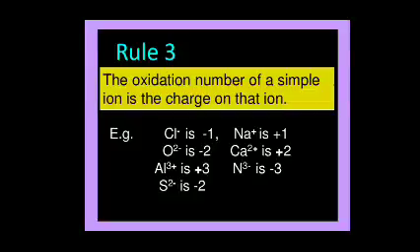Third rule: the oxidation number of a simple ion is the charge on that ion. Na+ has oxidation number +1. Ca2+ has +2. N3- has -3. Cl- has -1. O2- has -2. Al3+ has +3. S2- has -2.